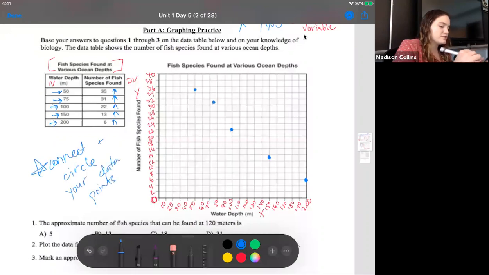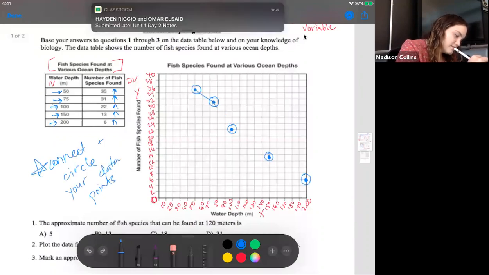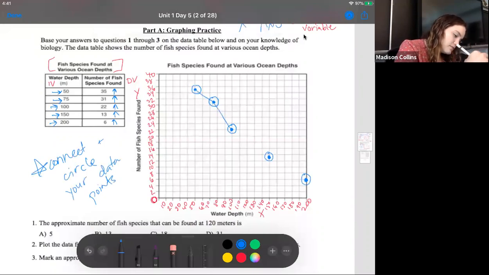Right, so make sure you circle and connect your data points. So I'm gonna place some circles around these. And then you're going to connect them using a straight line. Ooh, that's not very straight. All right, so there we have our completed graph.